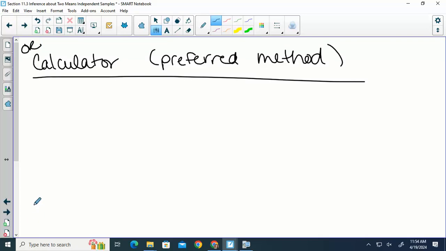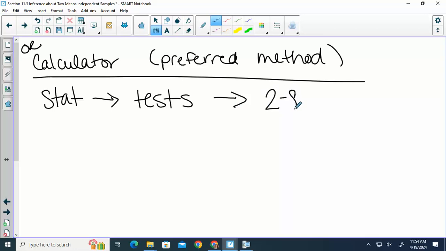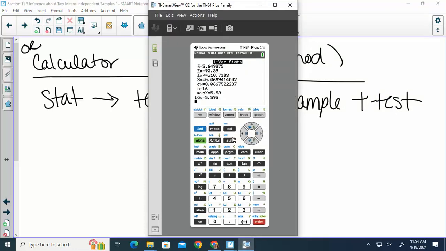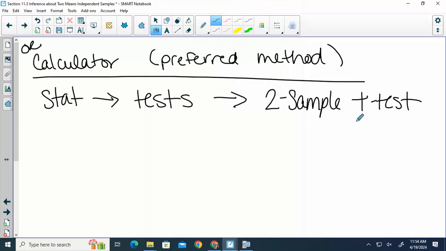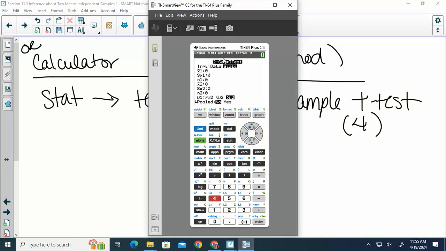All right. So on our calculator, we have everything entered into our L1 and L2. We are going to go into stat, tests, and we normally do a t-test, but now we have 2 samples. So we're going to do the 2 sample t-test. Stat, test, 2 sample t-test is number 4. All right. So then you can tell it if it's based off data or stats.